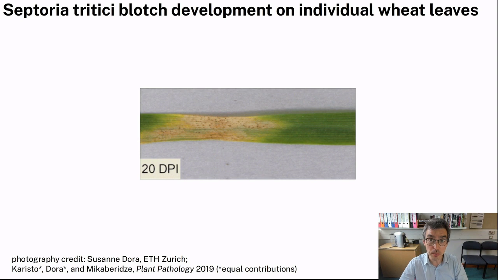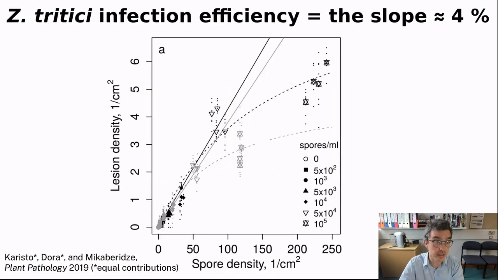And so it is only by doing time-resolved measurements that we were able to count accurately the numbers of lesions on each of those leaves. And then we related the lesion density on leaves to the density of spores that we initially applied in the inoculation. So from the slope of this dependency, we were able to estimate the infection efficiency. So in this case, the infection efficiency was about 4%. So this means that out of 100 spores landing on a leaf, only 4 would cause lesions.